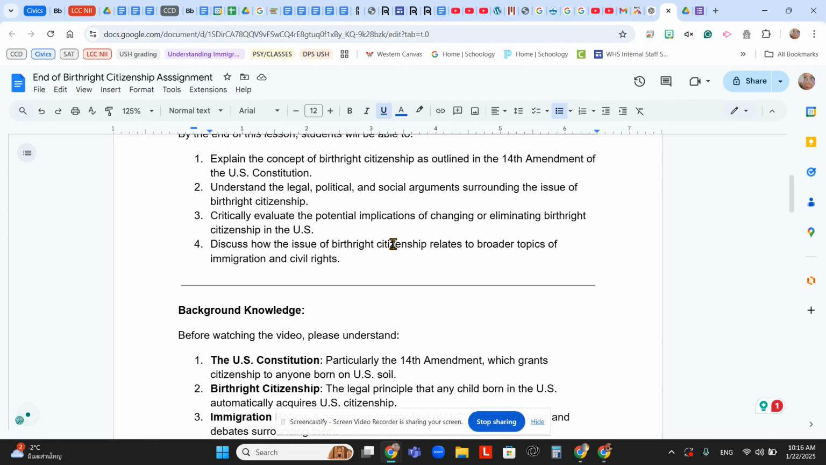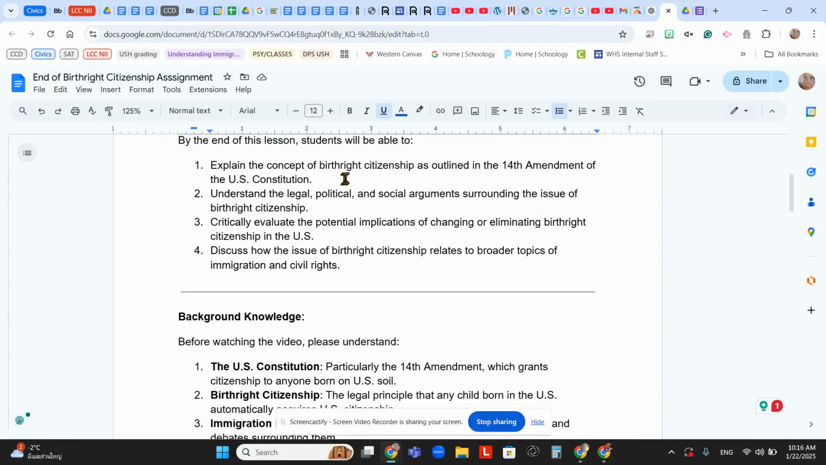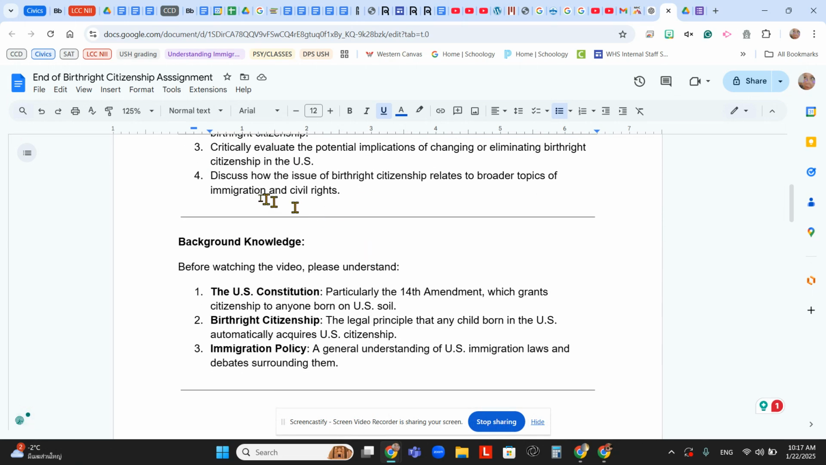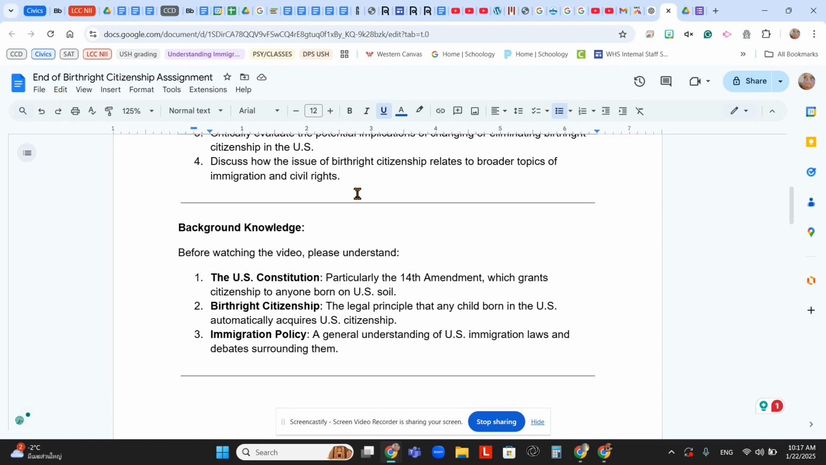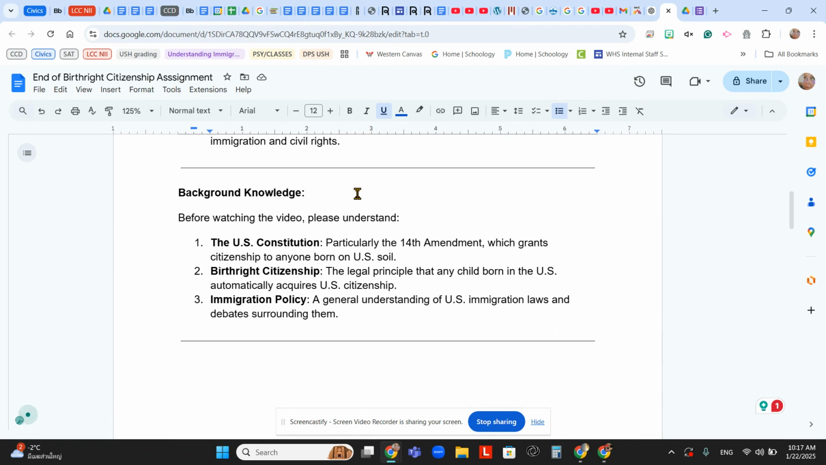Learning objectives for this lesson are to be able to explain the concept of birthright citizenship, to understand some of the legal, political, and social arguments surrounding the issues of birthright citizenship, critically evaluate the potential implications of changing or eliminating this law, and hopefully we'll be able to have a bit of a discussion and be able to write an argument regarding birthright citizenship and immigration and civil rights.